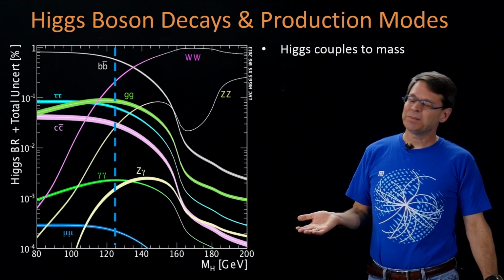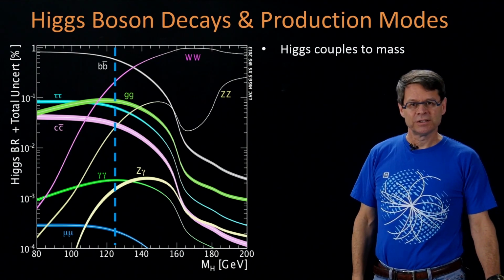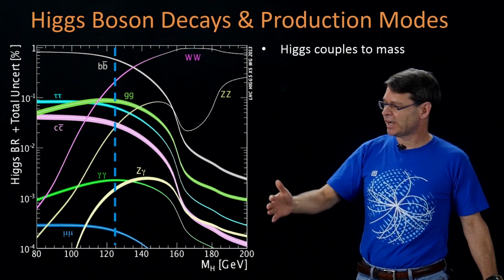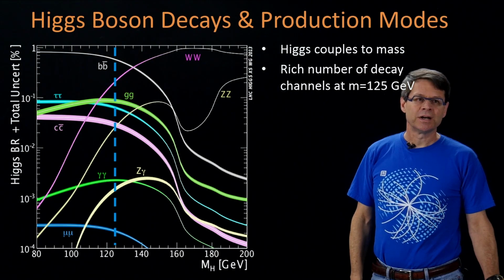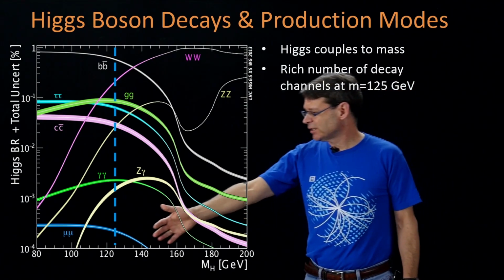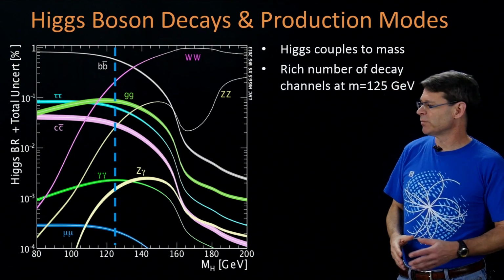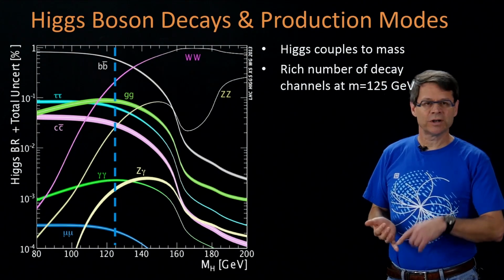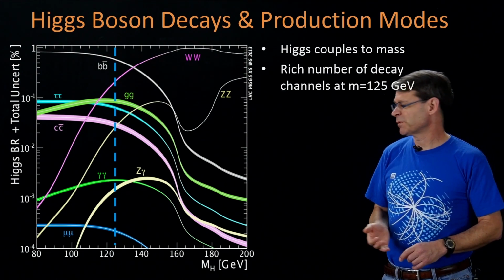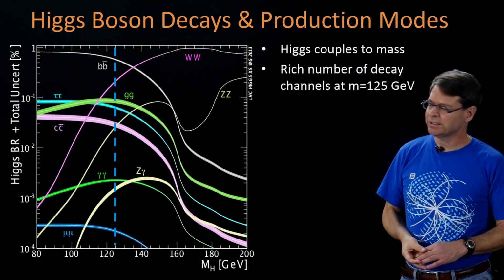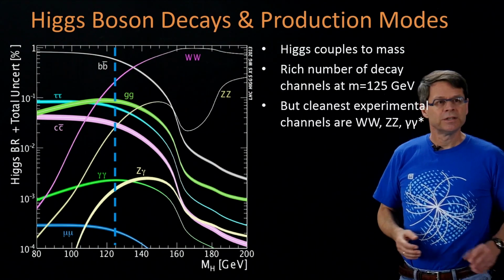So the Higgs is coupling to mass. That's governing the ordering here on the branching fractions, where that ordering can be changed at higher mass if the Higgs were higher because other channels open up. And what you see is, especially at 125 GeV, there's a rich number of decay channels. It can decay to bottom quarks, W bosons, Z bosons, tau leptons. With enough data, maybe into dimuons it's seen. And so it's very, very rich.